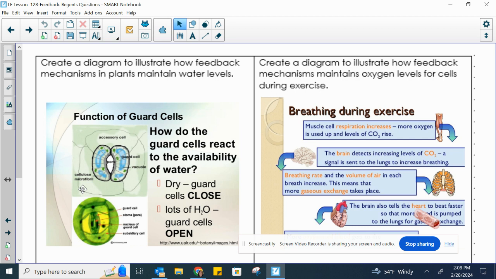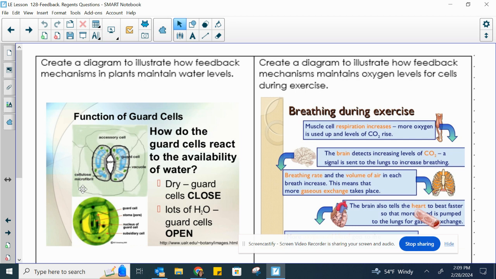As we're going through, our muscles are working. That cellular respiration is increasing, so more oxygen is used up. Carbon dioxide is created in that process of cellular respiration. The brain will detect that increased level of CO2. A signal will be sent to the lungs to increase the breathing.